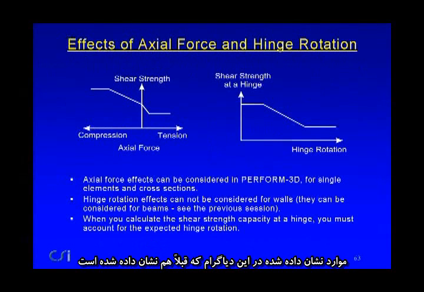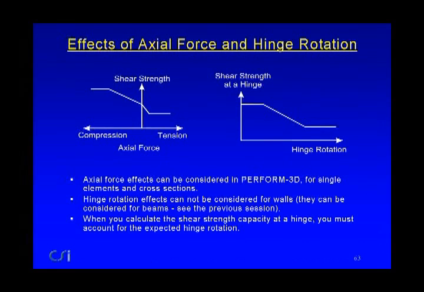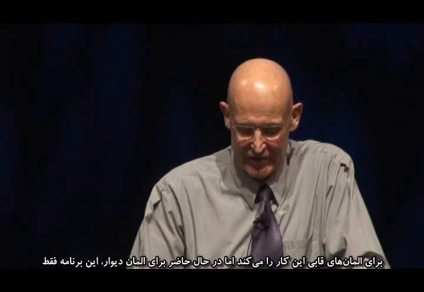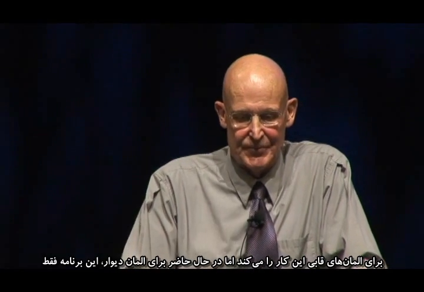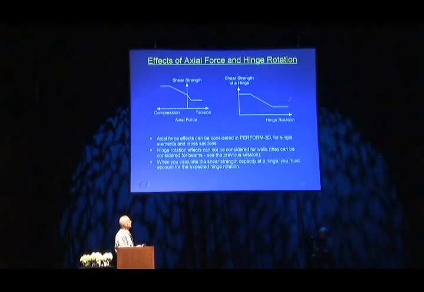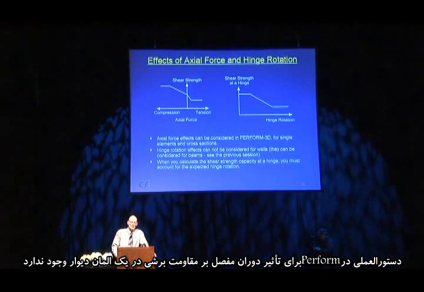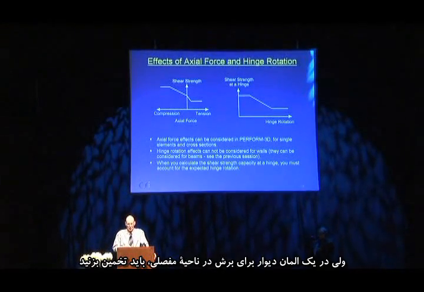We've shown these diagrams before. The axial force and hinge rotation can both affect the shear strength. Perform currently doesn't do this fully. It does for frame elements, but for wall elements, it will account for the effective axial force on shear strength. But if you're talking about the shear in the hinge region, there is no provision in Perform to account for the hinge rotation effect on shear strength in a wall element. You can do that in a beam or a column element, but in a wall element, for shear in the hinge region, you must take into account the amount of expected hinge rotation at the time when you specify the shear strength capacity. Perform will not account for the hinge rotation for you automatically.